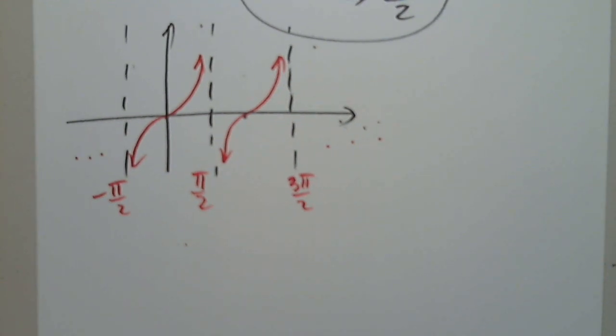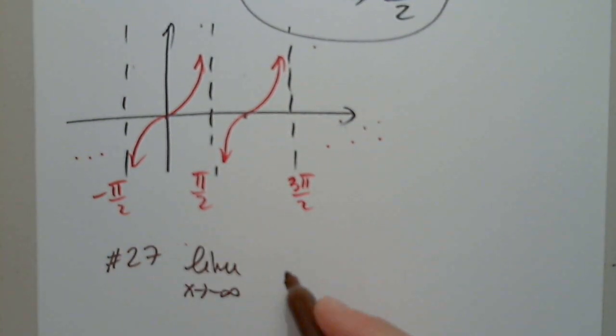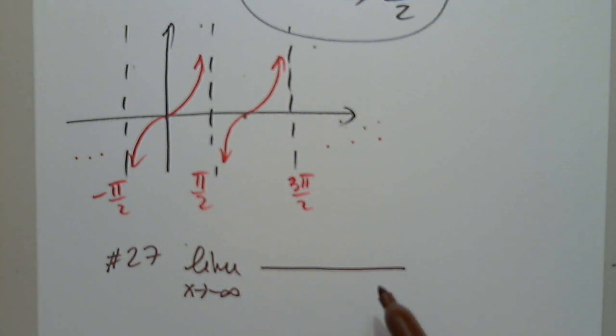Okay, I will choose. I want one with negative. I will choose 27. You'll see in a moment why. 27, we have limit as x approaches negative infinity. The numerator is 2. Oh, no, this is not what I meant. Sorry.